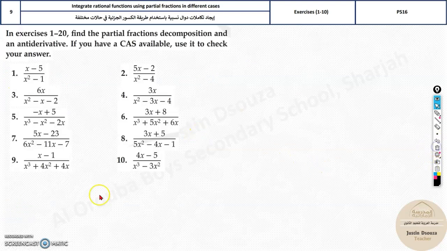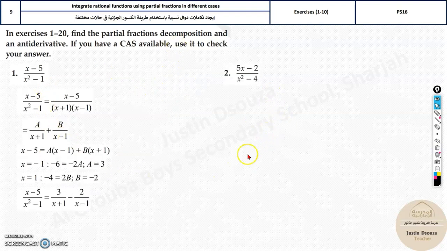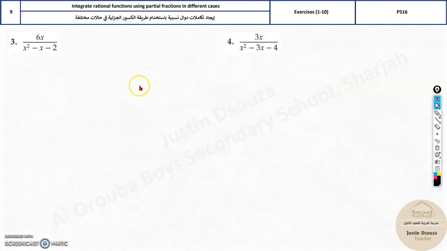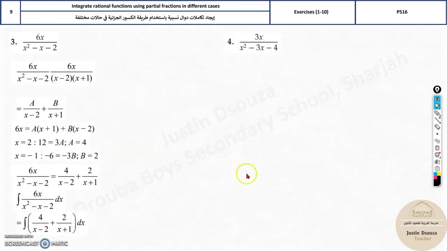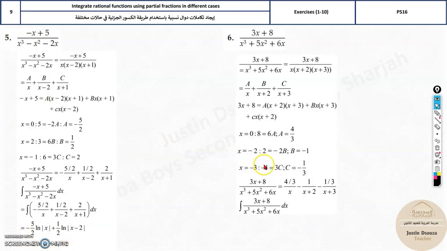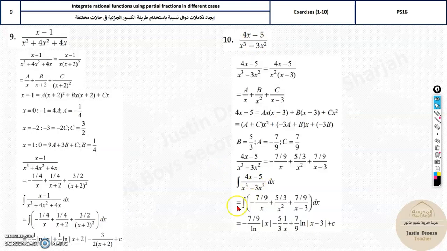Please do try it by yourself and then check the answers. All the answers over here have been shown, so please refer to them. But first do it by yourself. If you're doing the calculator method, you can just double check it with the answers. So these are all the answers. You can pause it and go through them.